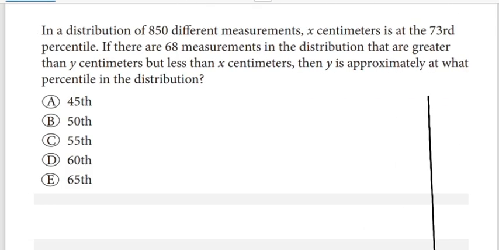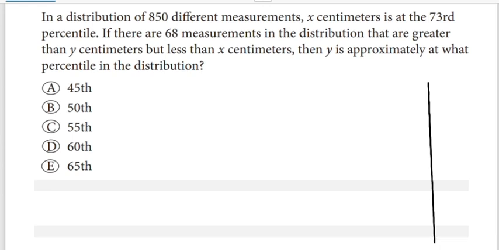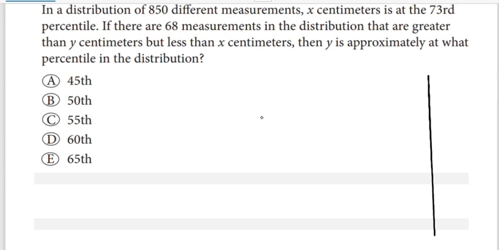For this question, in a distribution of 850 different measurements, S centimeters is at the 73rd percentile. If there are 68 measurements in the distribution that are greater than Y centimeters but less than S centimeters, then Y is approximately at what percentile in the distribution? So what you have to note here is that you just draw a line. One goes from 0 to 850, which is the distribution, and the other goes from 0 percentile to 100 percentile.